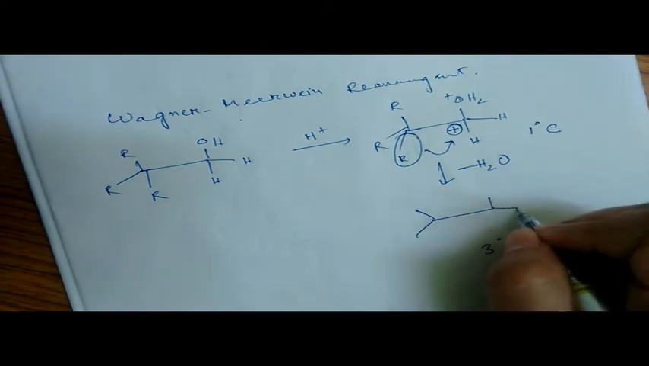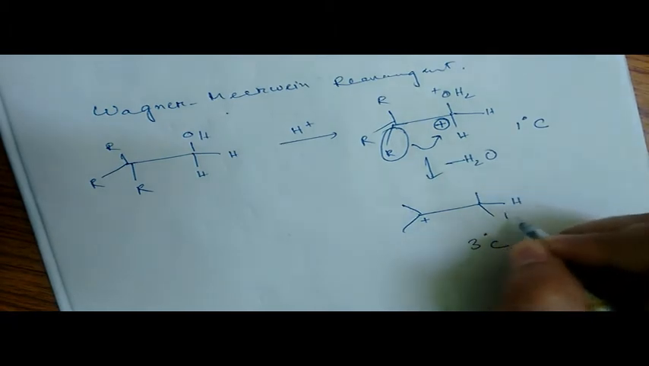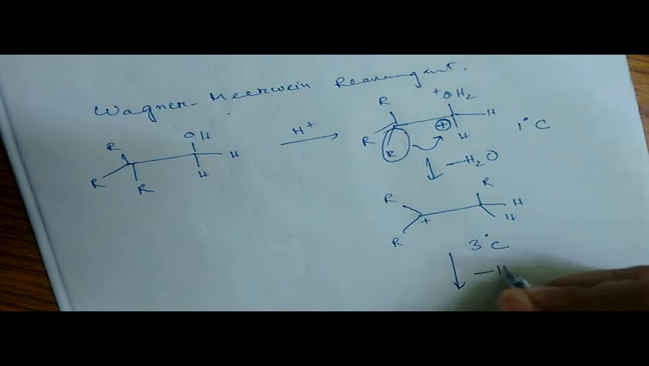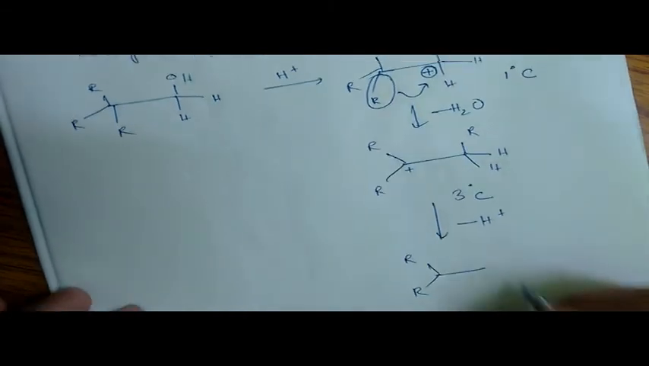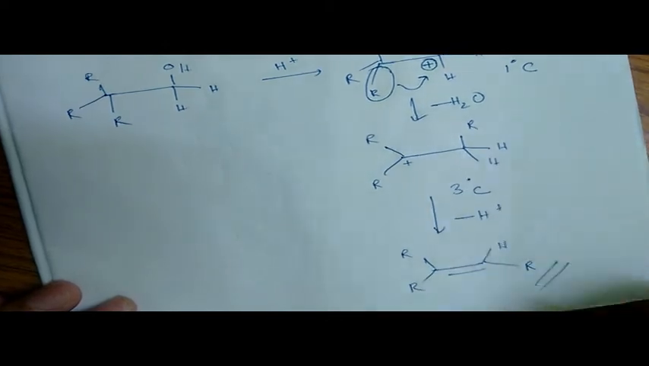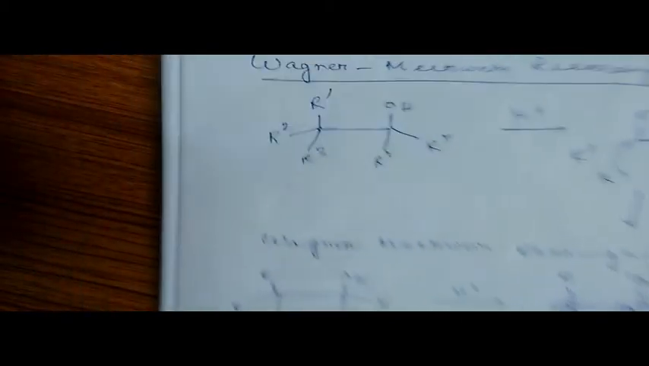And from here, loss of OH plus takes place to give us this product. So this is a very simple example of the Wagner-Meerwein rearrangement reaction. So let's take another example.